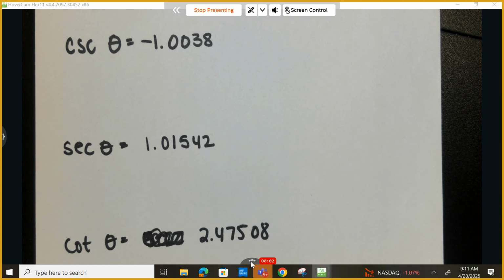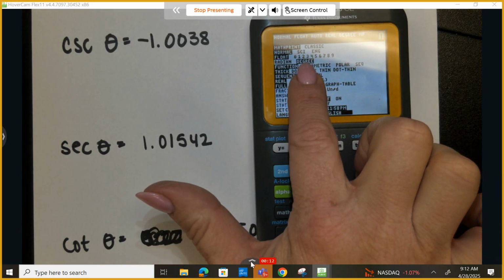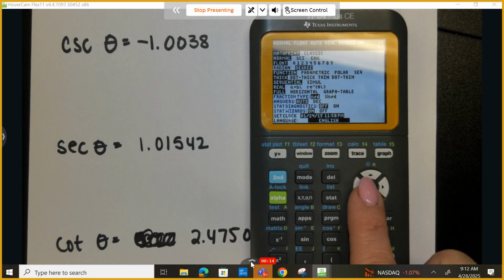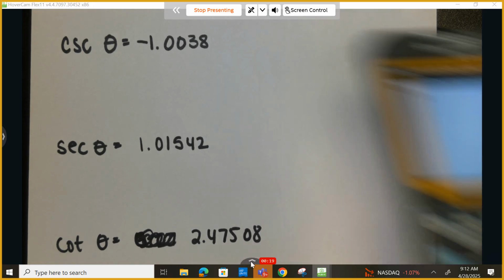So this is a recap of learning of the fourth lesson in this unit, inverse trig functions. And so the very first thing I'm going to have you do is I want you to go into mode, go down and make sure that you are now in degrees. So straight down, go across to degrees and press enter.